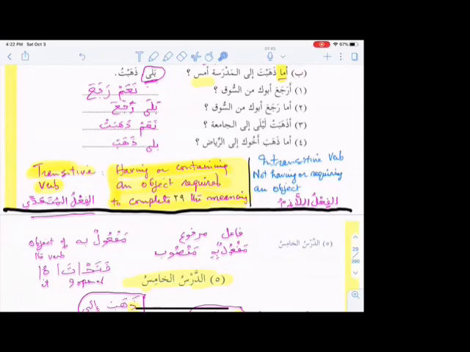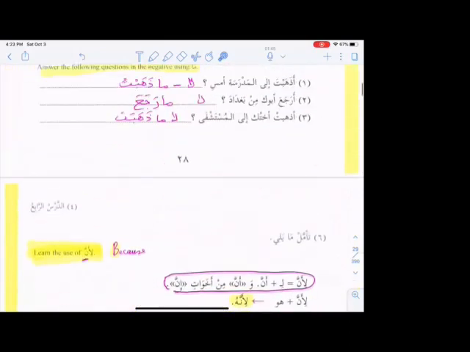Okay, so transitive means the action of the verb passes the fa'il and goes to the maf'ul bihi. That is why it is called transitive. The action transfers itself. Akala Muhammadun, the action of eating went from Muhammad to the object. But in Jalasa Muhammadun, there is only a fa'il. So a transitive verb, the sense will be incomplete unless you have an object in the sentence. That is in short, my brothers and sisters.